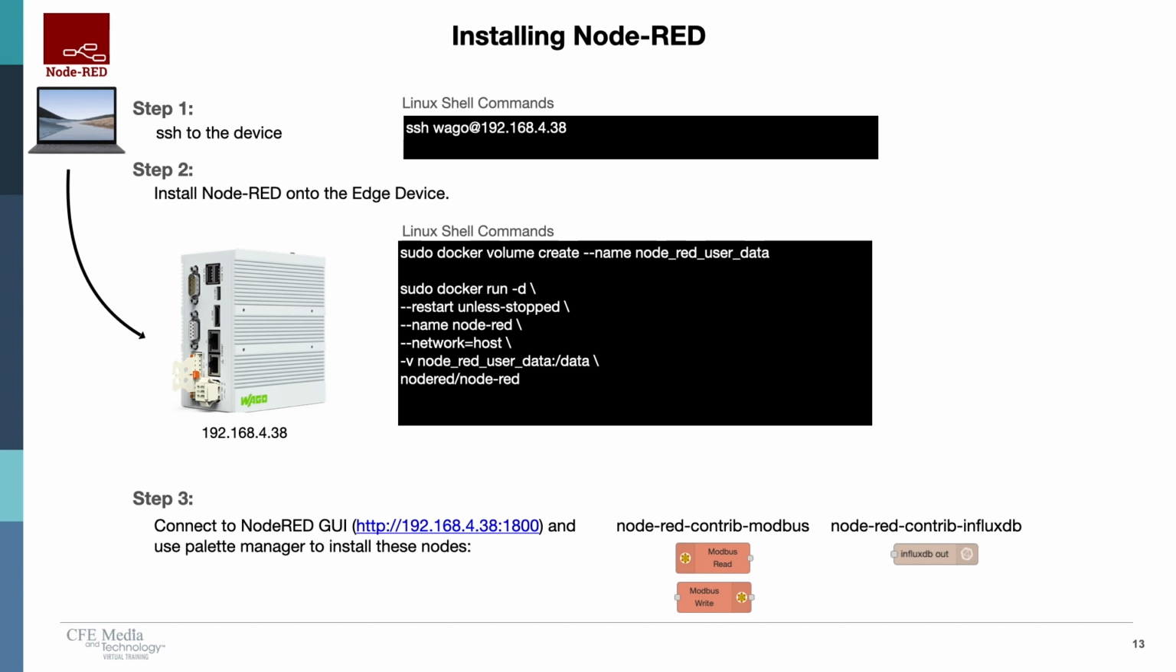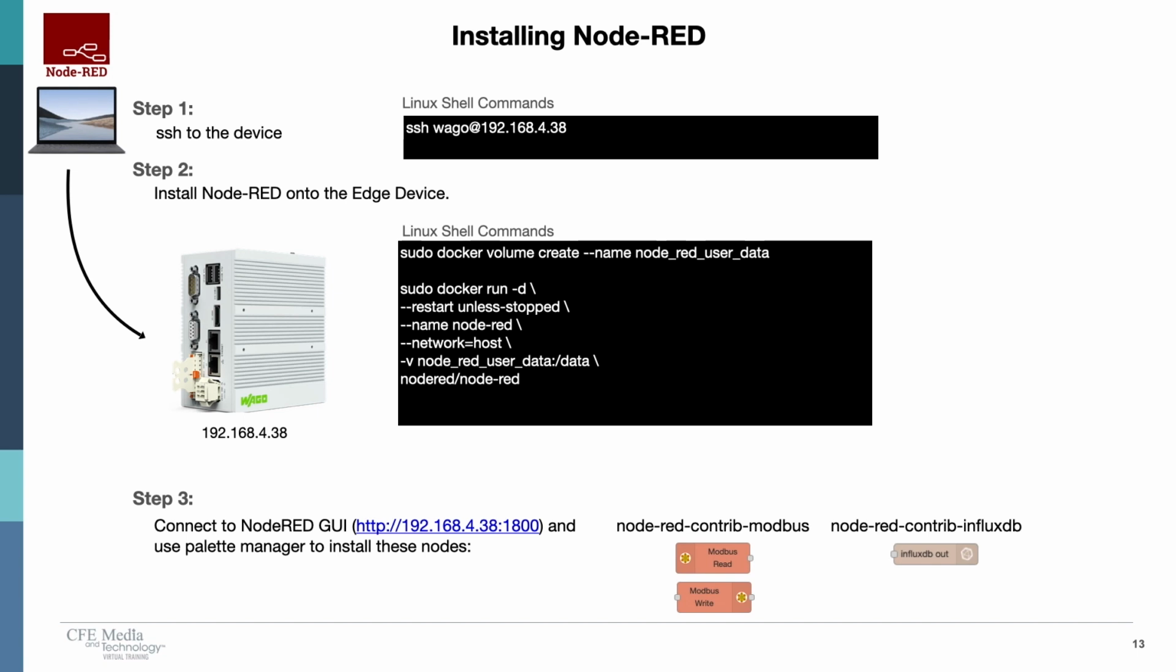Once you have Docker installed, we can install Node-RED, assuming that we're already shelled into the device. What we're going to be doing is creating a volume, and a volume is a way for the container to share memory or storage space on the host. In this way, we can destroy the container and restart the container without losing any user data or configuration. So we'll start with the command sudo docker volume create --name followed by the name of the volume. We're going to be using node_red_user_data to store all of our Node-RED programming.